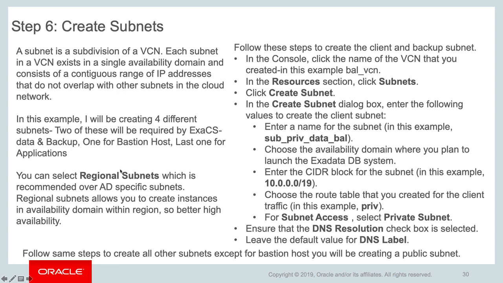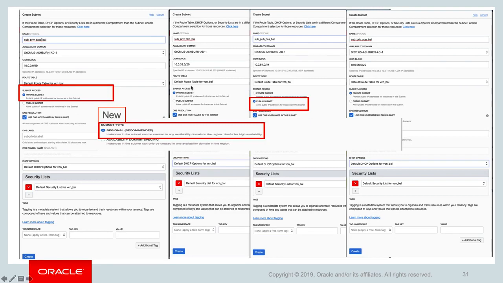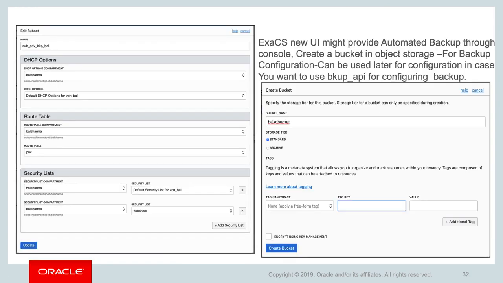Additionally, you can select regional subnets, which are recommended over AD-specific subnets, and regional subnets allow you to create an instance in any availability domain within the region, and that way it provides better high availability. We will follow the steps. You will be able to see that when we get into the demo. In this example, I have created 4 subnets. Let's move to the next one.